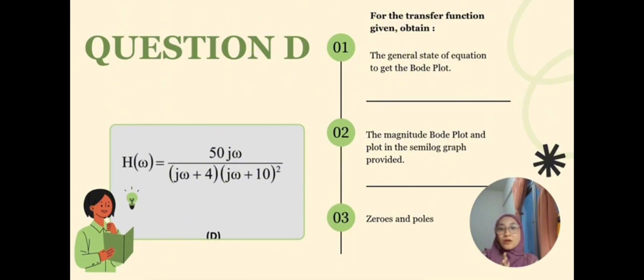As you can see from this slide, we share tips step by step on how to solve equation D. Firstly, step 1, put the equation in the general form to get a Bode plot. Secondly, plot the magnitude Bode plot in the semilog graph provided. And thirdly, we need to get the zeros and poles. Next, my friend will explain in more detail how to get the final answer to question D.